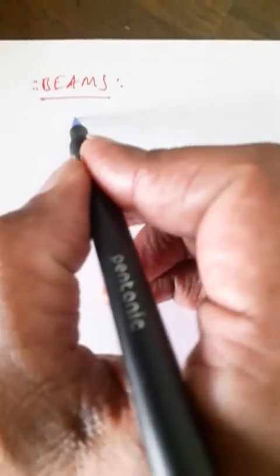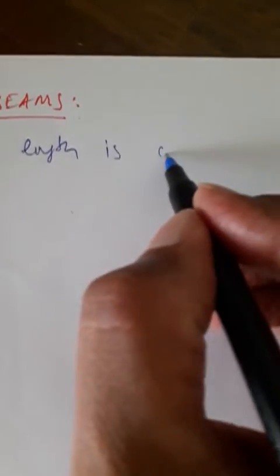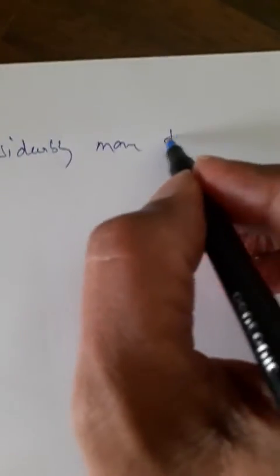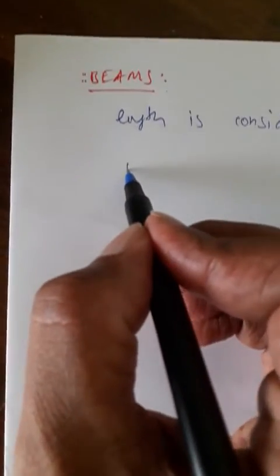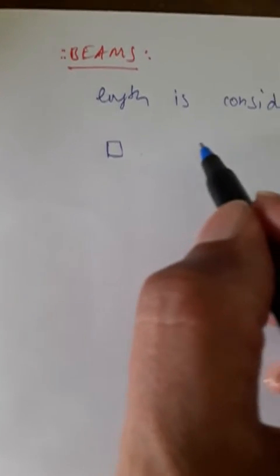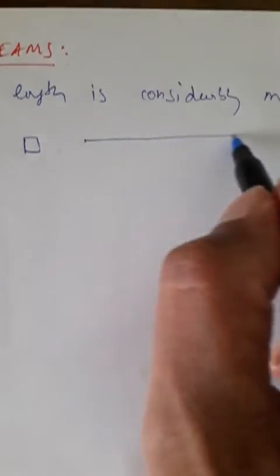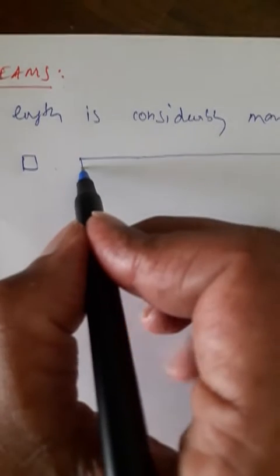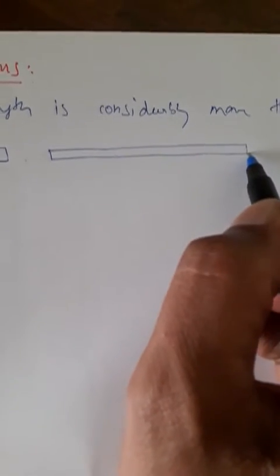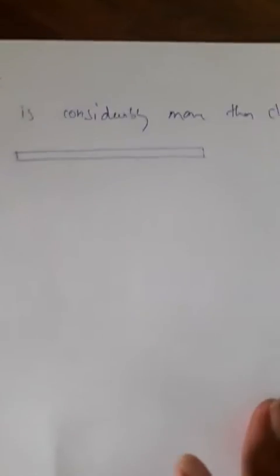So a beam is a structural element where the length is considerably more than the cross section properties, the cross section dimensions. Say its cross section is like this and its length is this much. So this element geometrically may be defined as a beam.